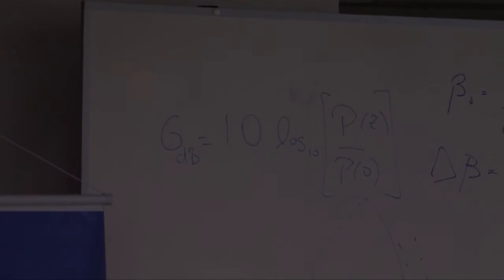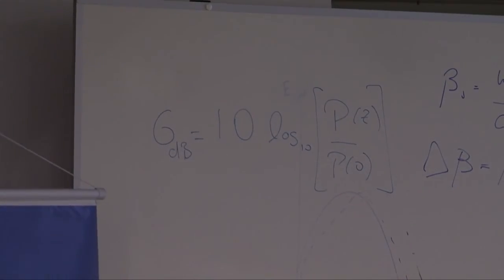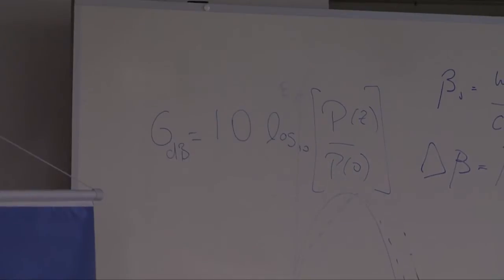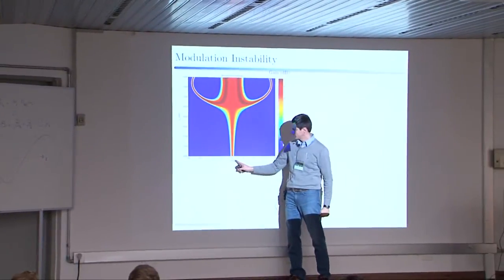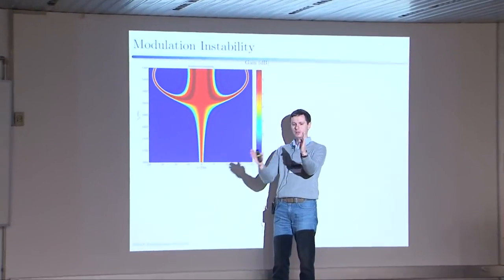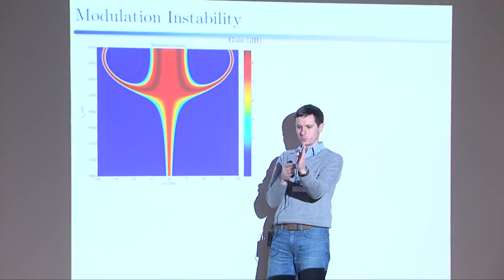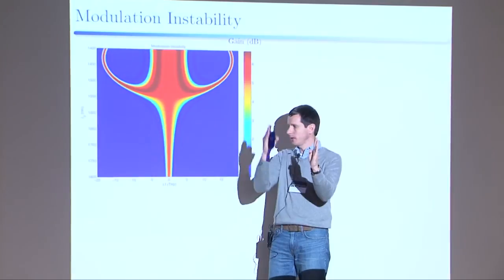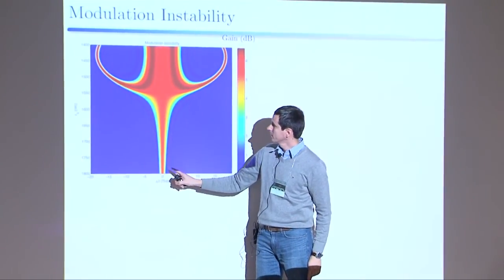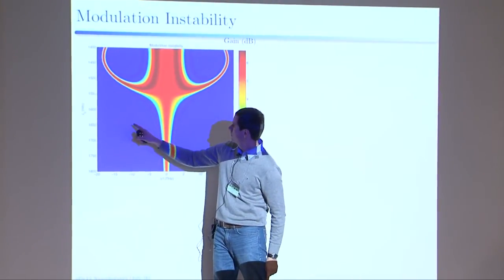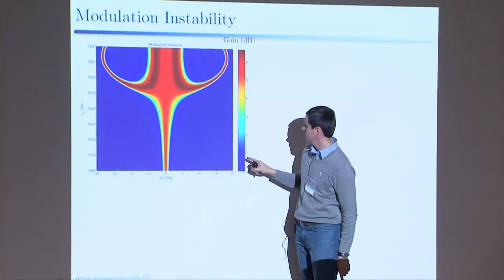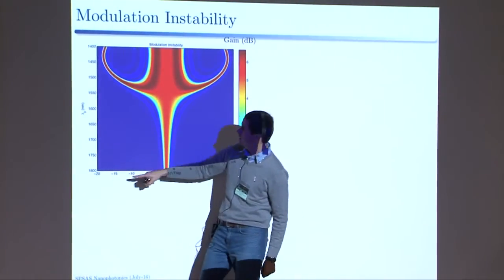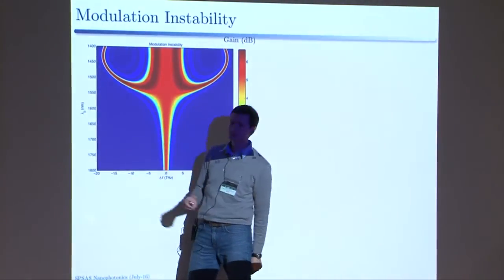And let's read this chart. The zero is my pump laser. This is the frequency shift between the pump and the frequency where I'm measuring the gain. The color scale is the gain, as I mentioned, in dB. And this is the wavelength of the pump.